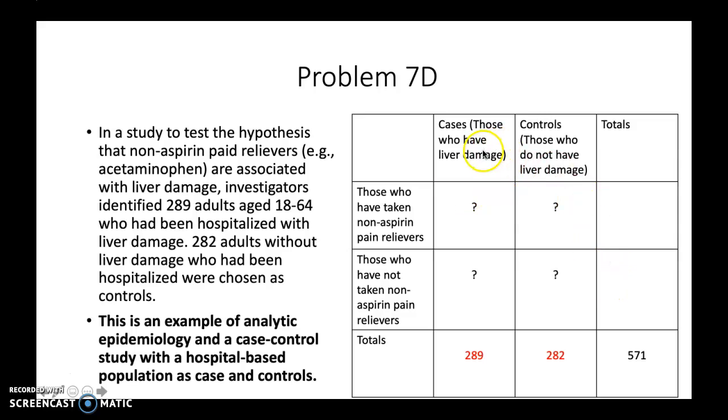So again, a 2x2 table where cases and controls, cases being those who have liver damage and controls being those who do not have liver damage, as the columns, and the rows being those who have taken non-aspirin pain relievers and those who have not taken non-aspirin pain relievers. So I went ahead and filled in the totals at the bottom that were given to us in the question, and from there went in to fill in the total of participants in the study, which is 571.